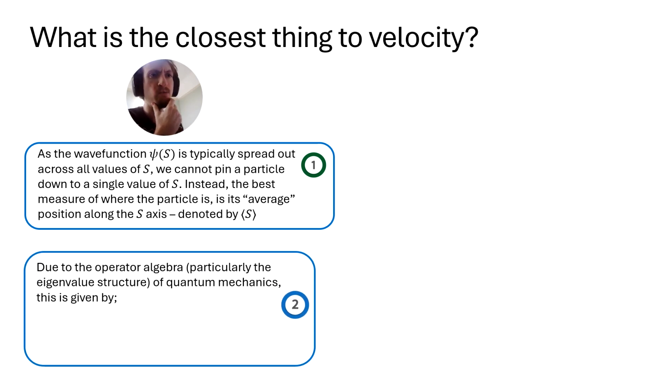And so if we're going to look at velocity, so the rate of change of position of our particle along our path S, the closest we can do in the context of quantum mechanics is find the time derivative of the expectation value of S. And to do that, we need an expression for the expectation value of S.